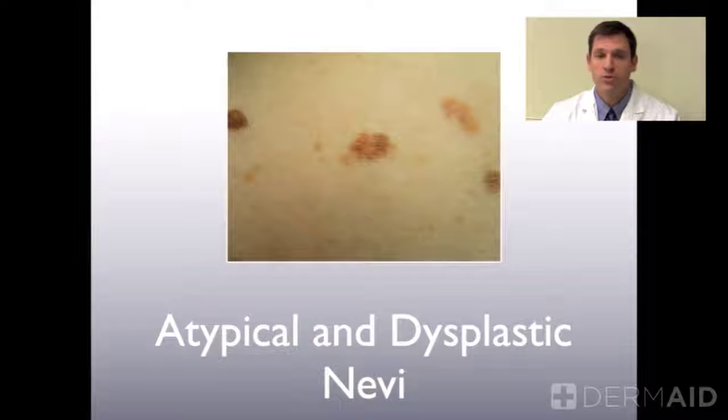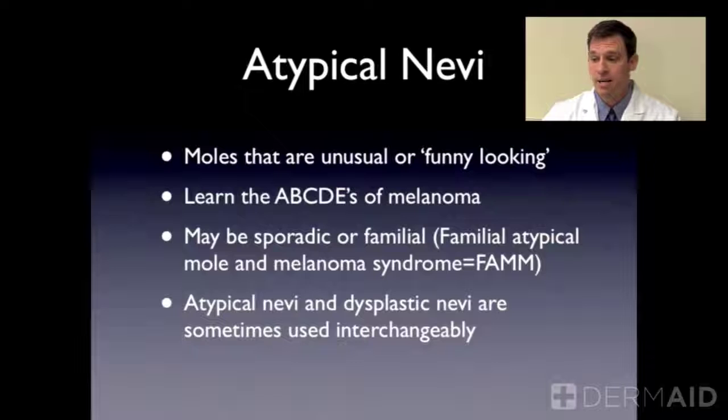Well, atypical refers to the clinical appearance of the mole. So if the mole is not symmetric, if it has more than one color in the mole, then it's referred to as an atypical nevus. A dysplastic nevus is actually a histologic term. So atypical nevi, they're moles that are unusual or funny looking. They break our ABCDE rules.